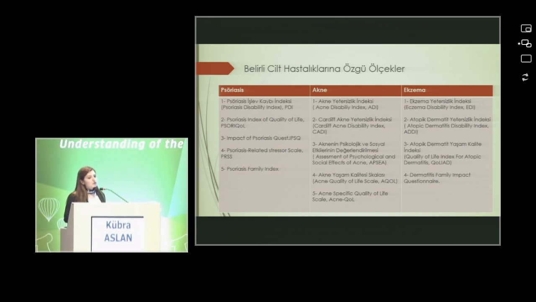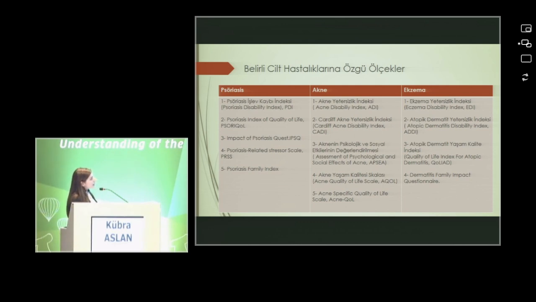Impact of Psoriasis Questionnaire, Psoriasis Related Stress Scale, Psoriasis Family Index. As you can understand from the names, the names of the scales stand for themselves. And through these scales we are also trying to understand the effects of the psoriasis on the family.